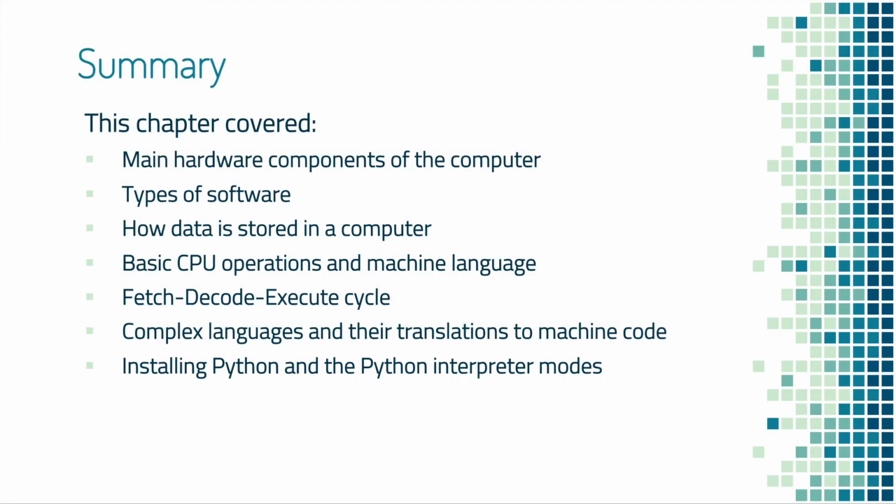So in summary for this chapter, we've covered what the main components of the computer system are, the types of software, how data is stored in a computer, the basic CPU operations and what machine language is. We talked about the fetch, decode, and execute CPU cycle. We've also talked about complex languages and their translation to machine code, and how to install Python and Python's interpreter modes. Okay? So in the future classes, we'll actually start diving into programming in Python, but this will cover where we're currently at, really just the fundamentals. And again, in the next video, in the next chapter of chapter 2, we'll start actually programming in Python.